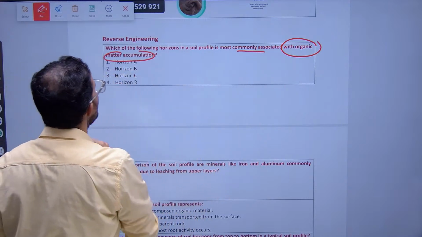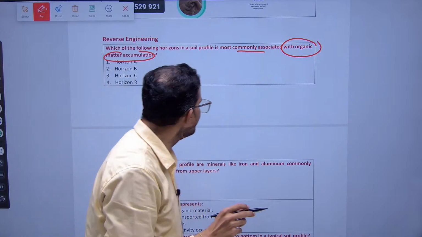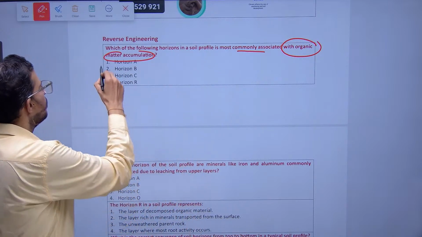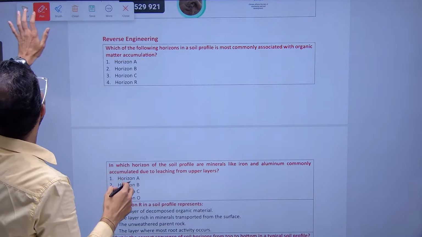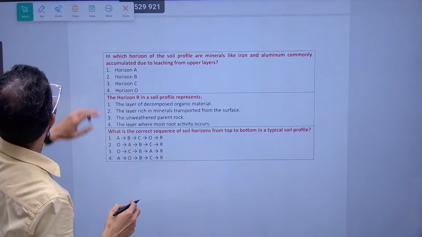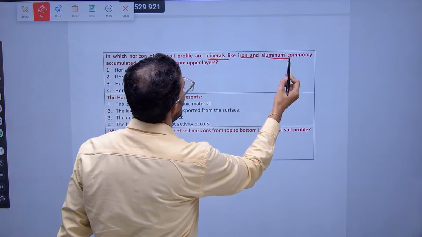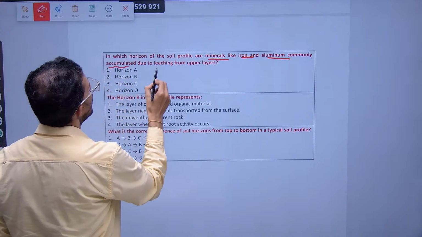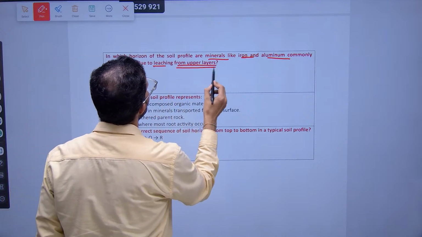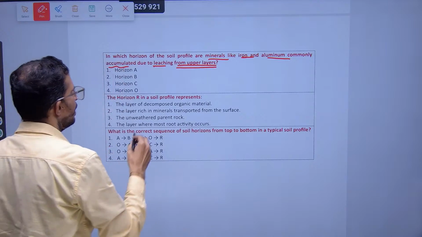Organic matter accumulation, which one? Yes? The horizon A? Yes, good one. Then, in which horizon of the soil profile are minerals like iron and aluminum commonly accumulated due to the leaching from the upper layer? Which one? Yes, this is a homework.